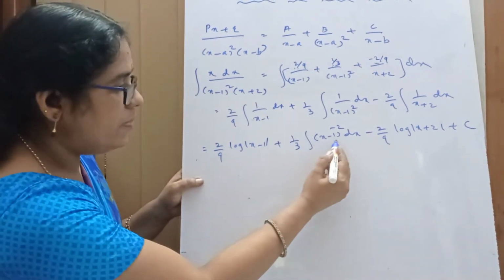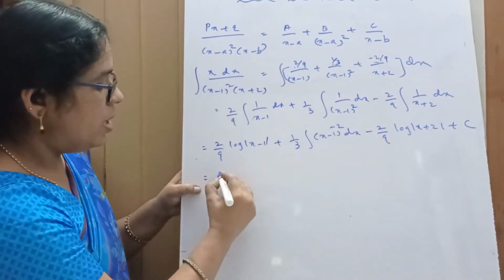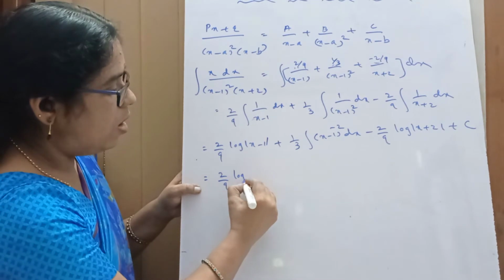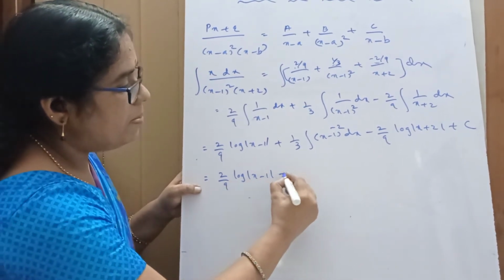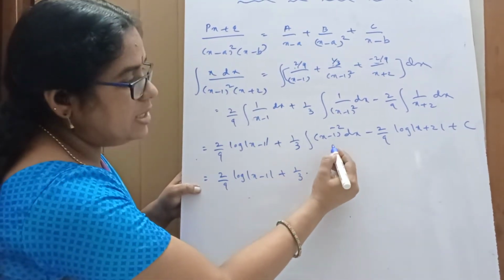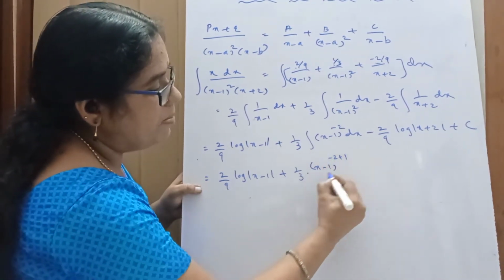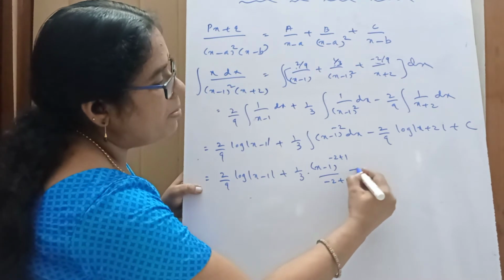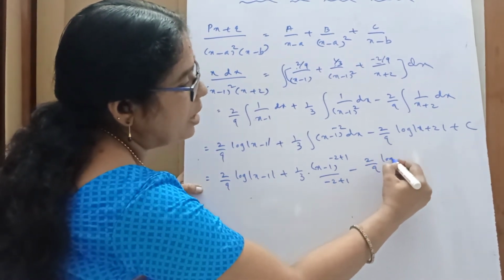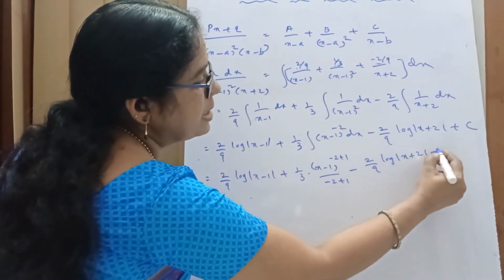Okay, then here we have to integrate this function also: 2 by 9 into log mod x minus 1 plus 1 by 3 into, what is the integral of x raised to n? x raised to n plus 1 by n plus 1. Okay, minus 2 plus 1, minus 2 by 9 into log mod x plus 2 plus c.